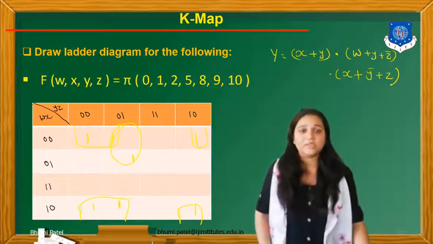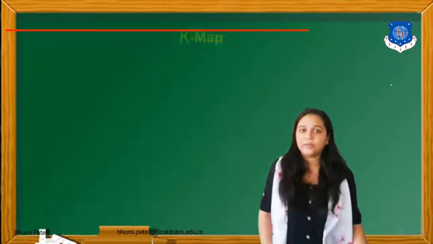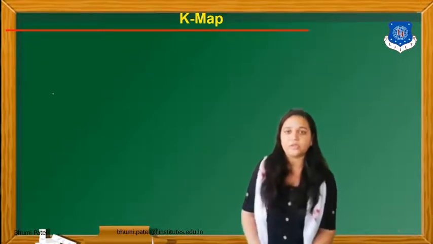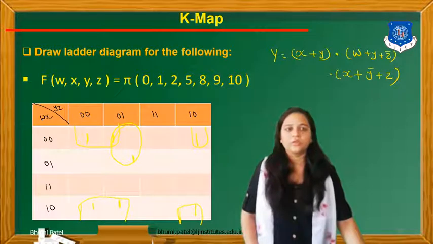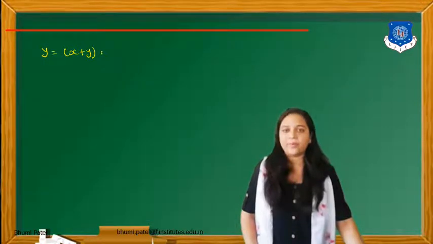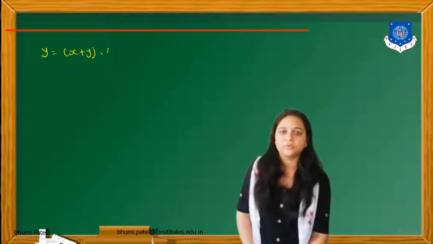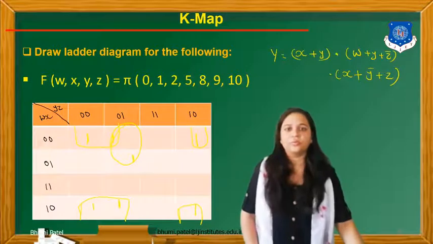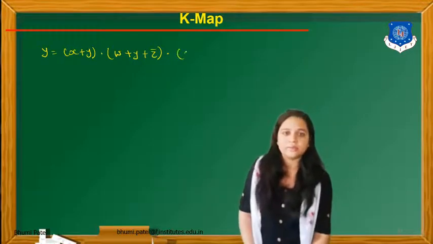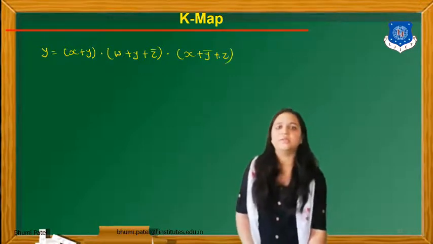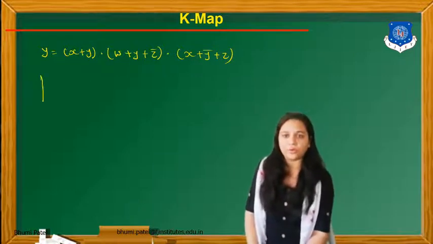Now the last step is we have to draw the ladder logic diagram. So first of all we have to write the equation. So Y is equal to x plus y into w plus y plus z complement into x plus y complement plus z. Okay, now draw the ladder diagram.